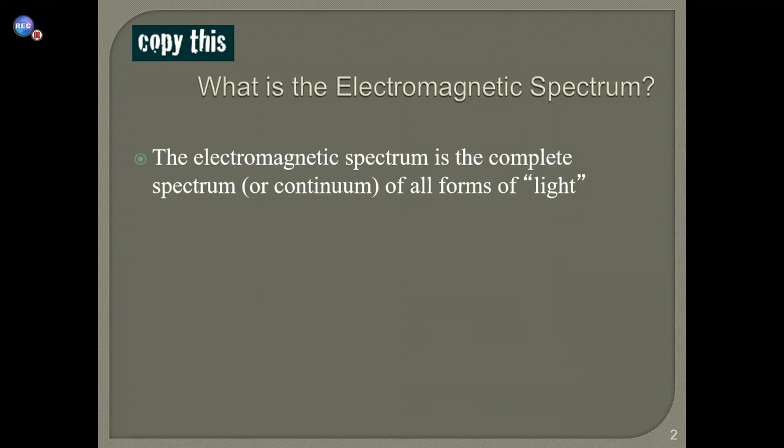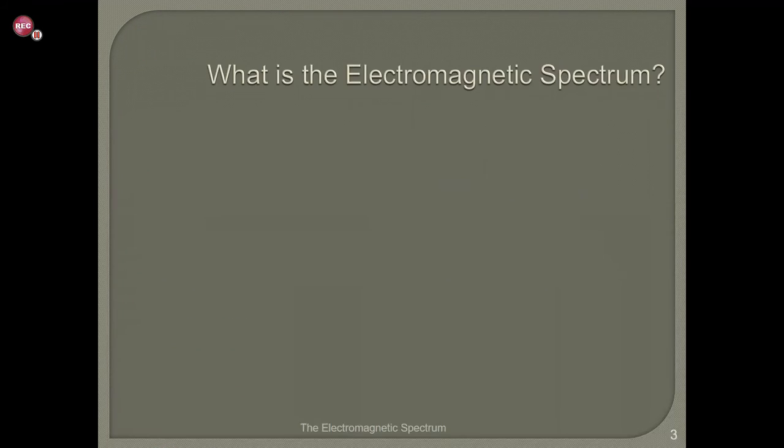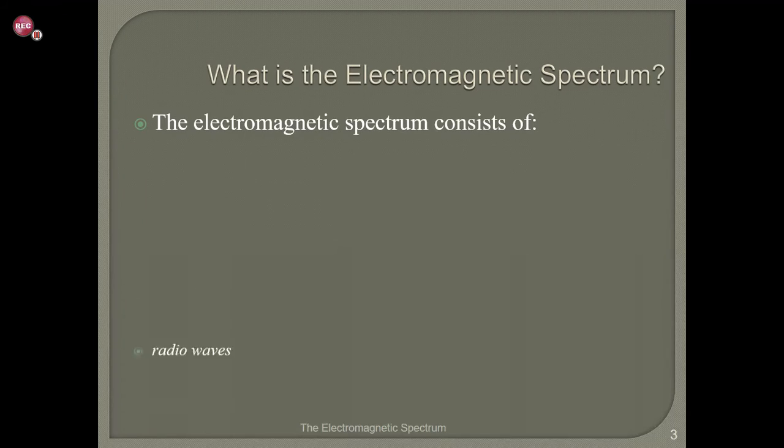All right, so the electromagnetic spectrum is a complete spectrum of all forms of light. Yes, this is considered all light, but not all visible light. Visible light is only a little bitty tiny part of the electromagnetic spectrum. It consists of vibrations.